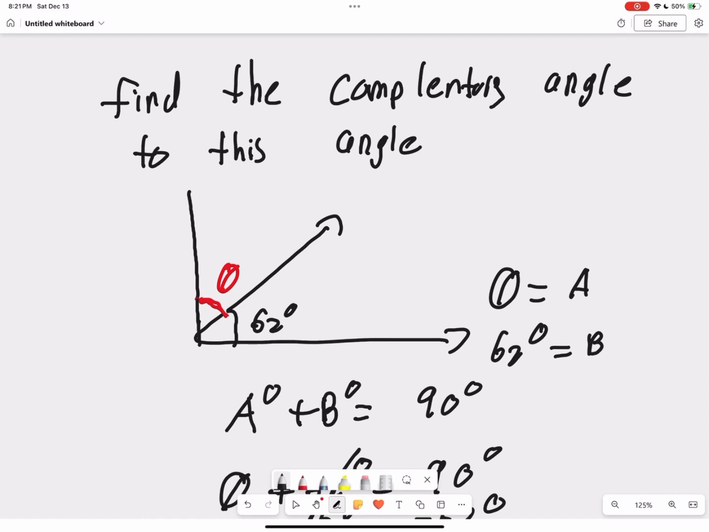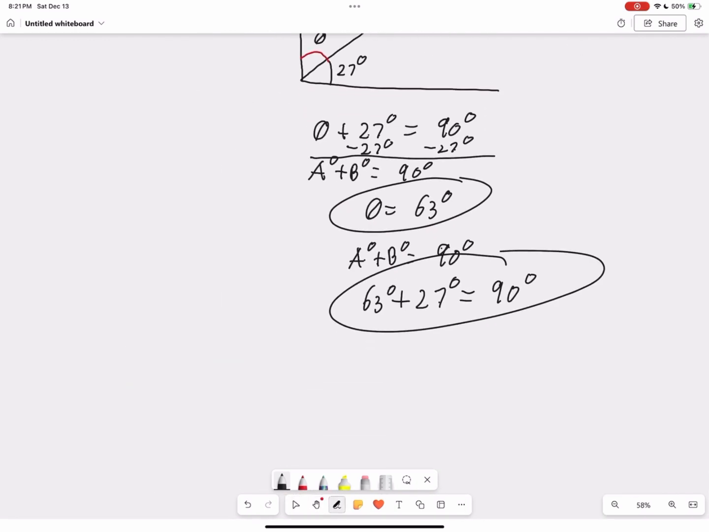But there are some exceptions. So it's kind of hard to tell, but it's easier to tell with supplementary, because with acute angles, if they gave you something like this, let's say again 62 degrees, we could draw something like this, and it could be supplementary. Okay, so that could work.